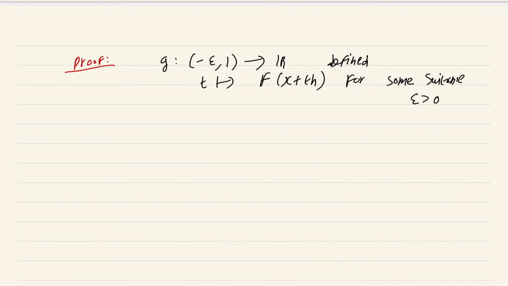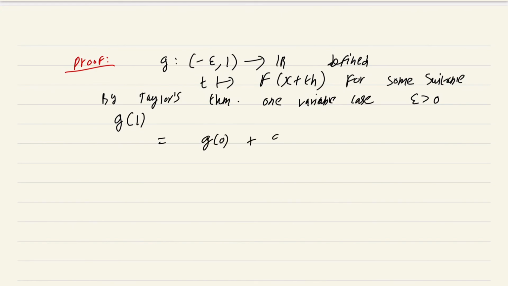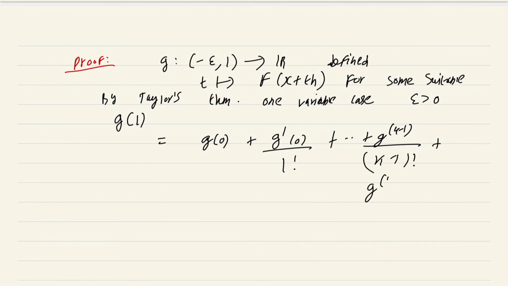So if you choose epsilon small enough, this is actually well defined from minus epsilon all the way to 1. Then by Taylor's theorem, one variable case, we get g(1) is nothing but g(0) plus g'(0) by 1 factorial plus dot dot dot plus g^(k-1)(0) by (k-1) factorial plus the kth derivative of g at t_0 by k factorial, where t_0 lies in (0, 1). This is just the classical Taylor's theorem.